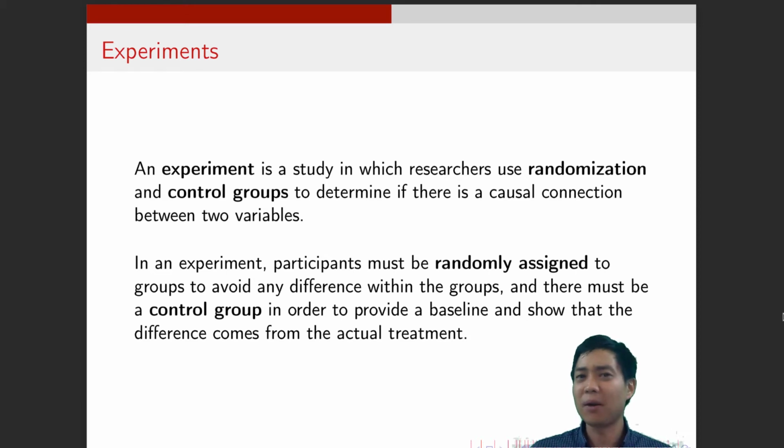So in an experiment, you do have to make sure that it's very controlled, and there's several conditions that you have to fulfill to actually be able to make that causal statement. And so participants must be randomly assigned to groups, and there must be a control group to provide that baseline. All right, so let's break down those two parts.